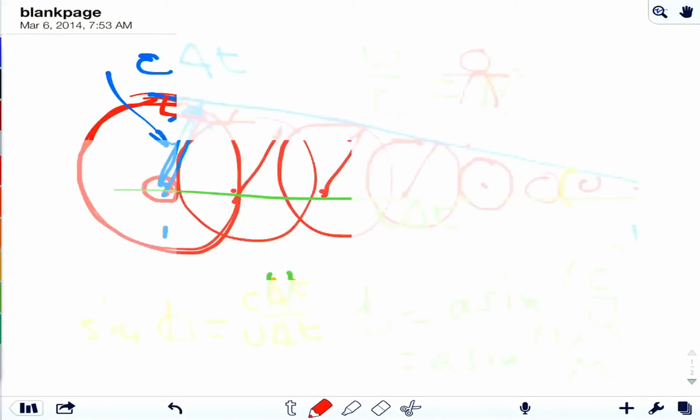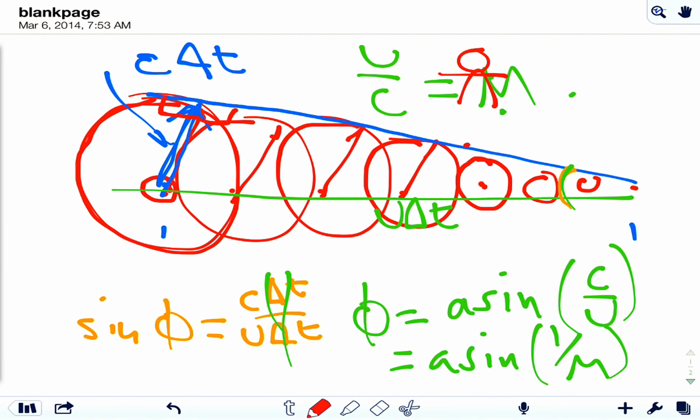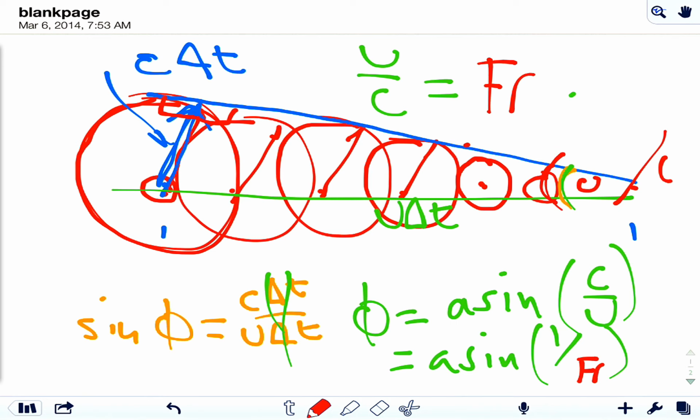We'll go back here. So everything's the same. C just becomes the propagation speed of the ocean waves. U is a ship speed instead of an airplane speed. Everything's the same, except when you get to the end, U over C is not the Mach number anymore. U over C is now the Froude number, and I will cancel out this one, and I put a Froude number here. Now, in the lecture notes, I was looking at a different angle here, so it was a cosine, but the cone angle is still the same.